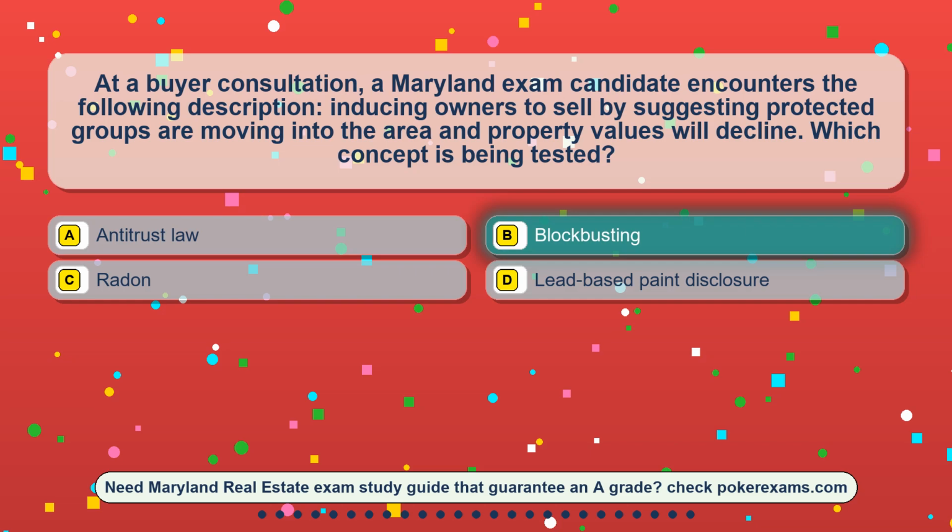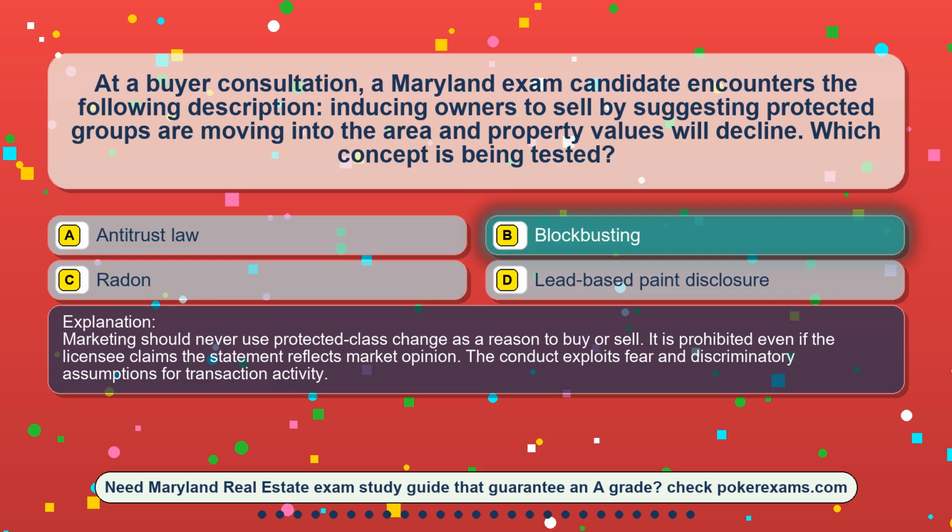The correct answer is option B, blockbusting. Marketing should never use protected class change as a reason to buy or sell. It is prohibited even if the licensee claims the statement reflects market opinion. The conduct exploits fear and discriminatory assumptions for transaction activity.